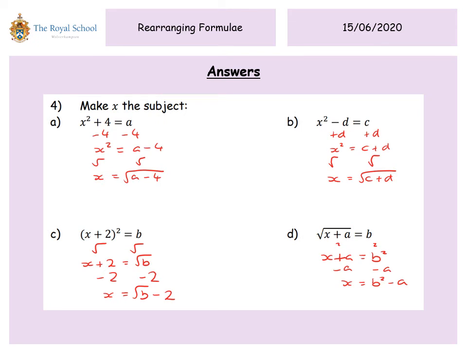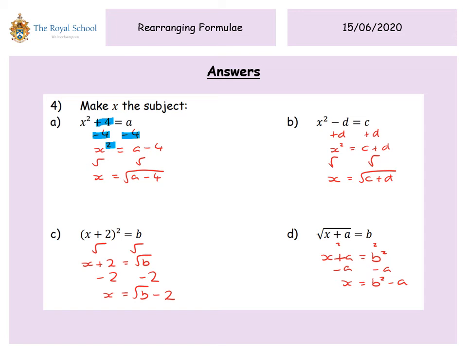And the final questions there, these are some more complicated ones because they involve the square roots in this. So here, x squared plus 4 equals a. Well, to get the x part on its own, we get rid of the plus 4 by taking away 4, and then that gives us x squared equals a minus 4. But of course, we don't want x squared, we want x on its own, so we square root both sides.